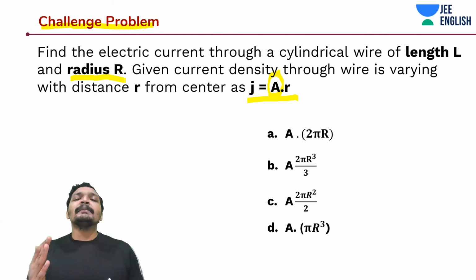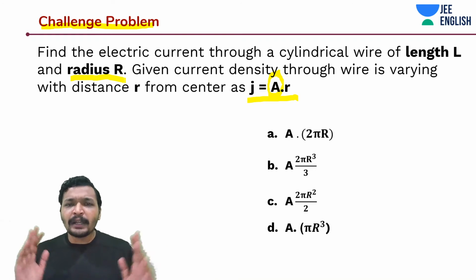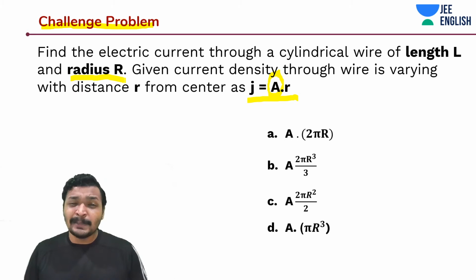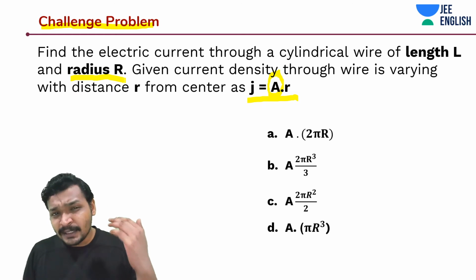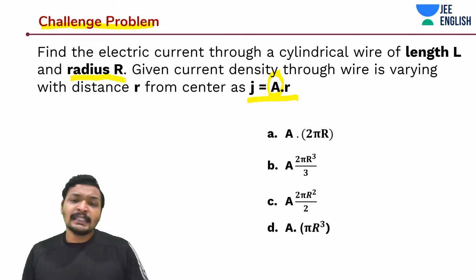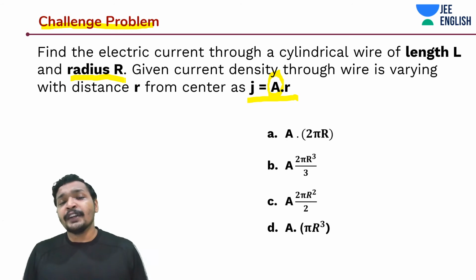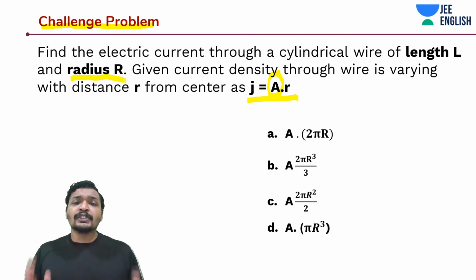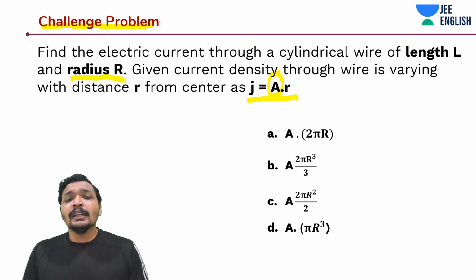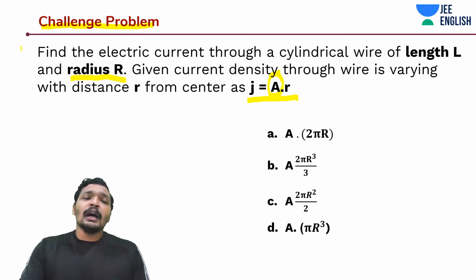So you basically multiply J with the area, or take a dot product, but in this case you can simply multiply because the direction is not explicitly spoken. If the direction is not explicitly given, it's basically J into A, the area. In this case, the area is going to be 2 pi r dr. So remember this, guys. It is going to be 2 pi r, small r is what you are going to take while integrating it.